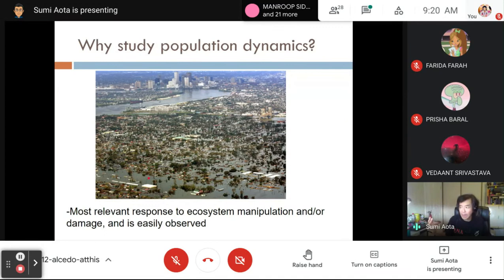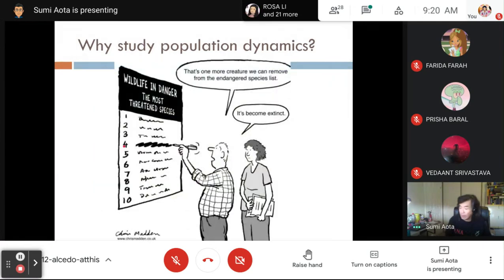This is another reason why population dynamics is important, so that we know how to respond properly. And even then, in this situation, they haven't responded properly. Okay. Another reason to study population dynamics is conservation purposes, right? If we don't know the numbers of a population, how can we protect them?